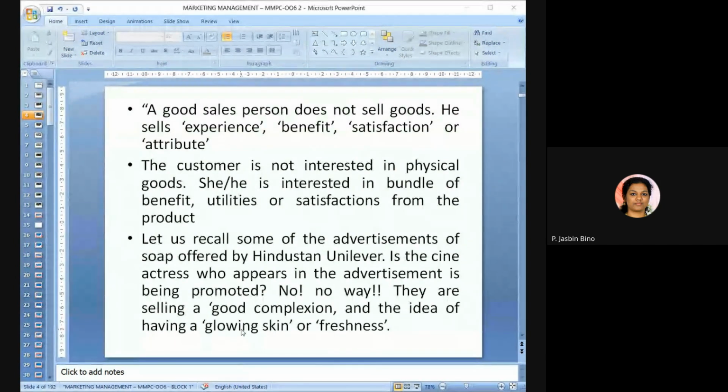When we recall the advertisements of some soaps from Hindustan Unilever, we can see some brand ambassadors or celebrities who appear in the advertisement. They'll be promoting the product. So does it mean that they are promoting themselves? No, they are just selling a good complexion and the idea of glowing skin and freshness. So by an ad shown by the brand ambassador promoting a product, mainly a soap, it implies that they are selling a good complexion and the idea of glowing skin and freshness. That is, they are selling the benefit of the product.